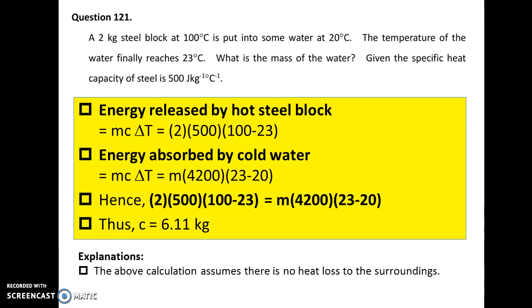Question 121. In this case, a hot piece of steel block is put into water, and the temperature of this steel block changes from 100 degrees Celsius to 23 degrees Celsius. We can easily find the energy released by the hot steel block, and that energy released should be absorbed by the cold water, originally at 20 degrees Celsius and finally at 23 degrees Celsius, with a temperature change of 3 degrees Celsius. In that case, we may find the mass of water, m.